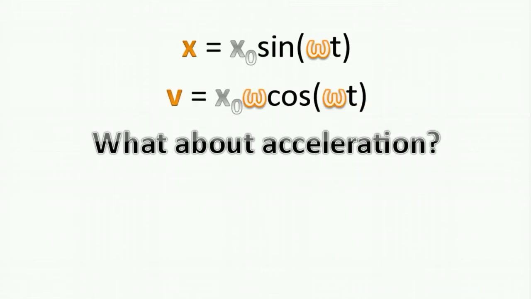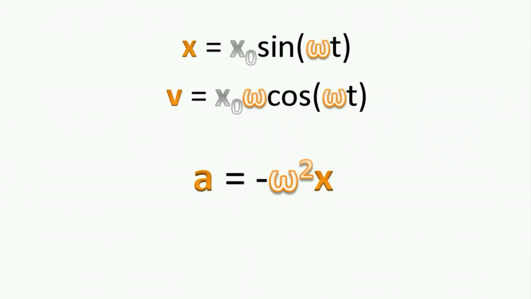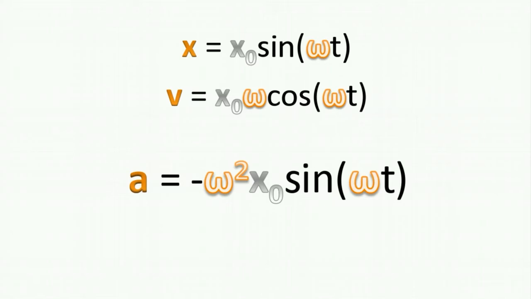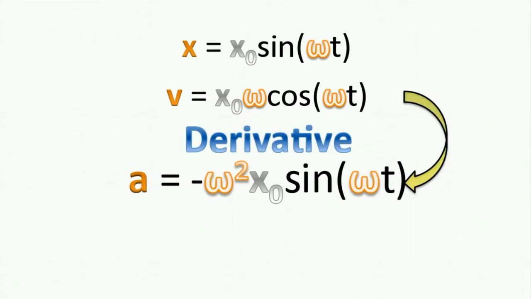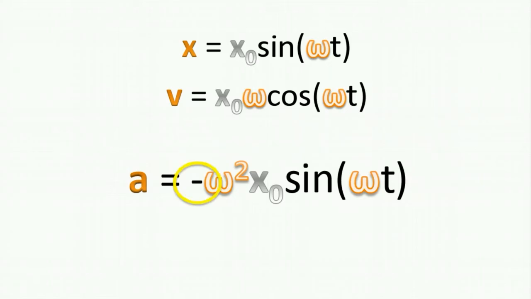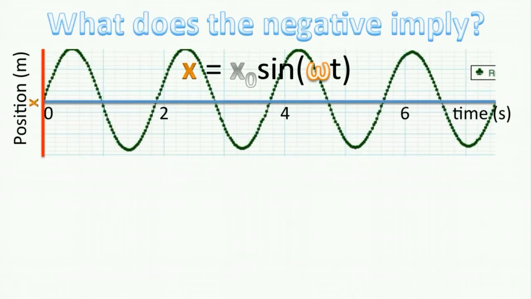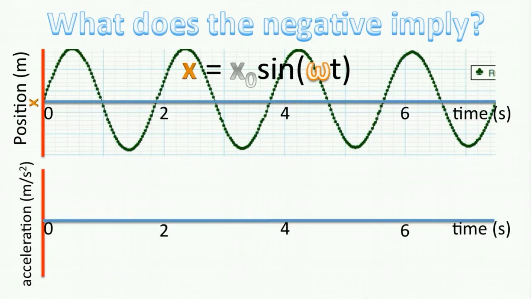What about acceleration? Well, this is the expression we have for acceleration. Negative omega squared times the position. And so substituting, we end up with this expression for the acceleration. Again, those two expressions are connected with a derivative. Today we're going to focus on the negative. What does the negative imply? And so let's go back to our position time graph. And let's try to sketch the acceleration time graph based on this idea of a negative.